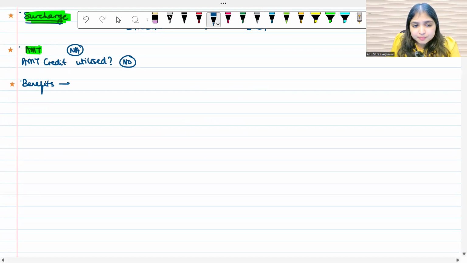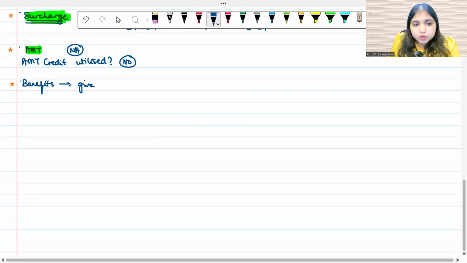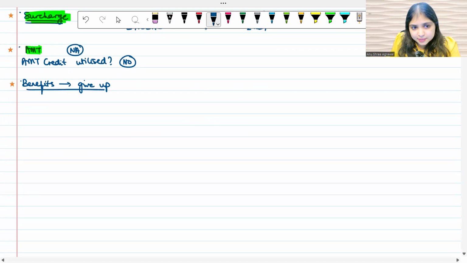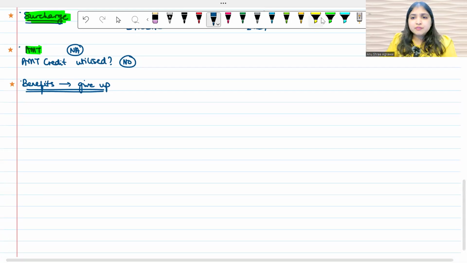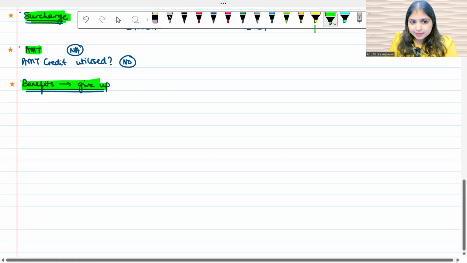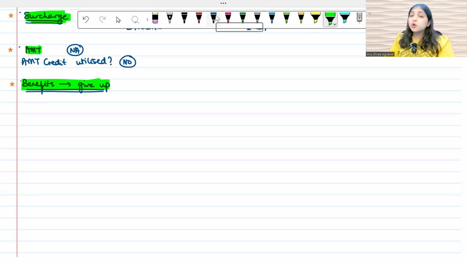Under 115 BAC, the benefits which have to be given up by the assessee, I'll discuss them with you one by one, in the same sequence in which we had learned all the chapters. First of all, in our residential status chapter, 115 BAC will not have any impact at all. So after residential status, after scope of total income, what did we learn? We had learned about exempt incomes, remember?